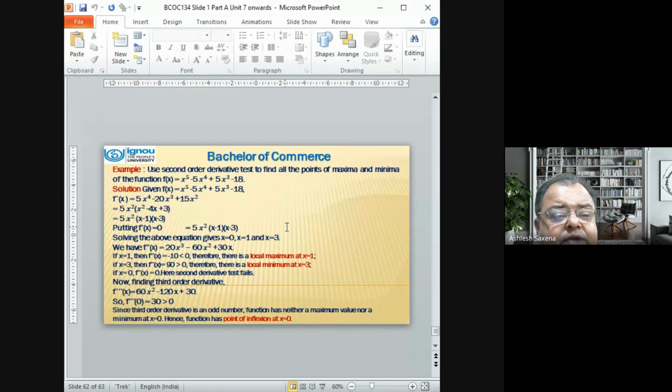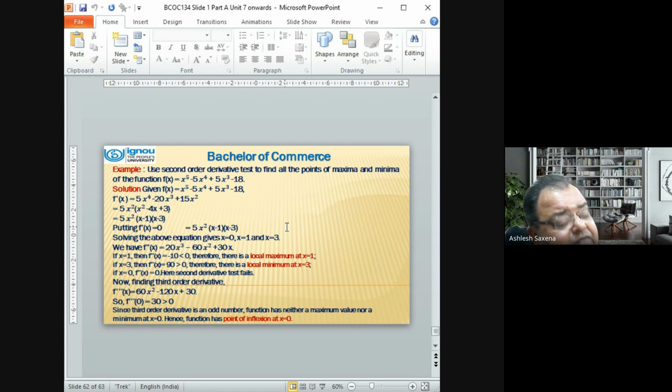Now we will use the second derivative test to find the points of maximum and minimum. Your function is x power 5 minus 5x power 4 plus 5x cubed minus 18. First of all, find the derivative. Your derivative will be 5x squared into x minus 1 into x minus 3. Putting the derivative equal to 0, we will get x equal to 1, x equal to 3, and x equal to 0.